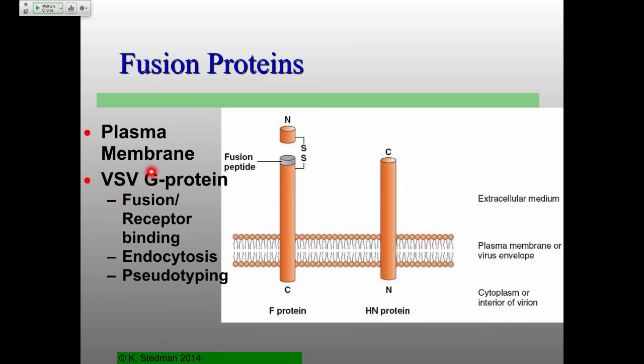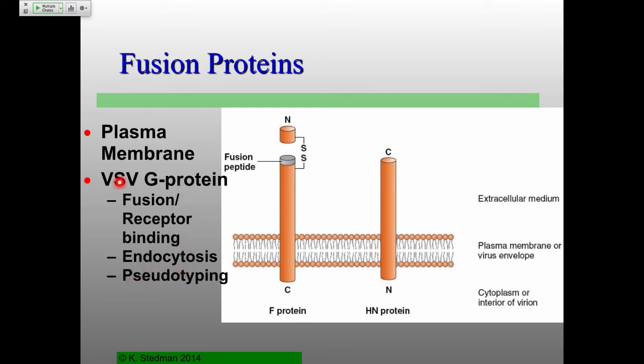VSV has this G protein or glycoprotein, which is sitting on the outside. It's a combination of these two things. So again, not unlike the coronavirus spike protein, we have the receptor binding protein and the fusion protein all together, and we'll see the same thing is true for flu as well. So this glycoprotein, again G protein, is the receptor interacting, and also fusion protein. It's absolutely critical for getting endocytosis to take place, again, getting picked up, being brought inside the cell.